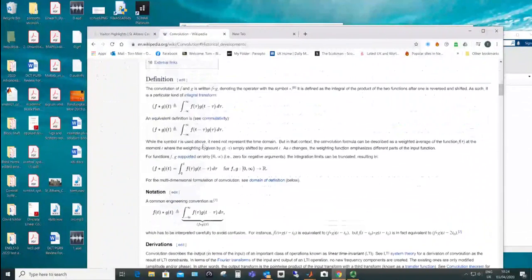We can look at the formula for it. There's the continuous time version for two signals f of t and g of t, given by the integral of f of tau g of t minus tau d tau, or you can also write it f of t minus tau g of tau d tau, the other way around. So they commute: f star g, f convolved with g, is the same as g convolved with f. Both are the same.